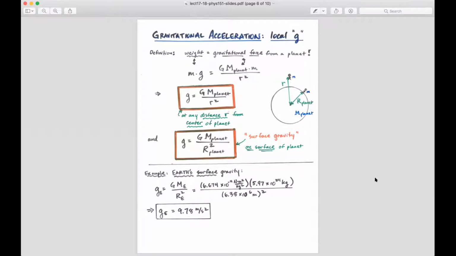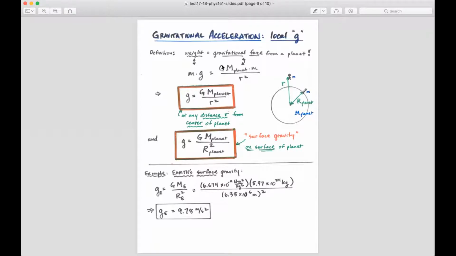So what we can do is suppose we define weight as the weight of a small object, little m, as being the mass of that little m times some quantity that we're going to call the gravitational acceleration, or the local value of little g, as it's sometimes called. Remember how weight was defined: weight was defined as the gravitational force of a planet acting on that little m, that mass little m.